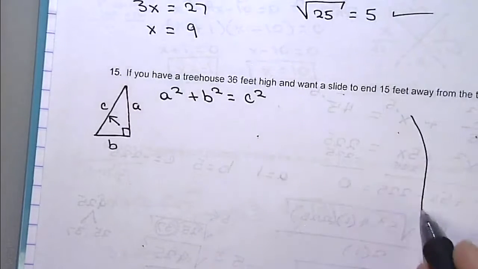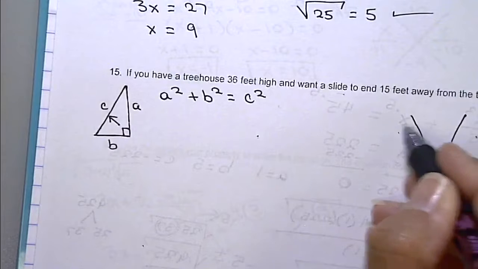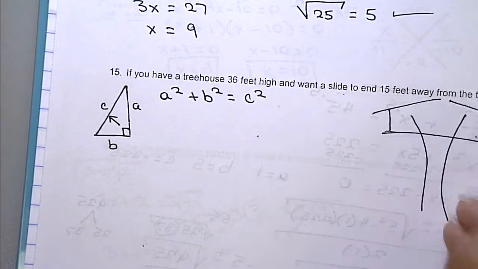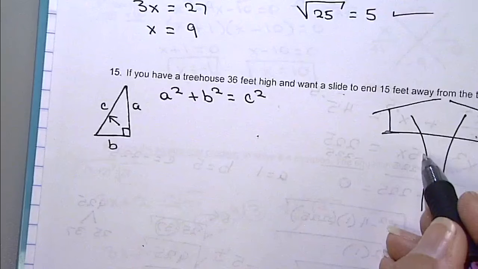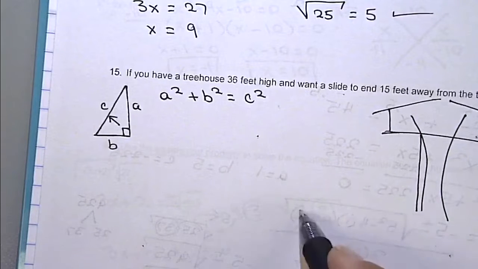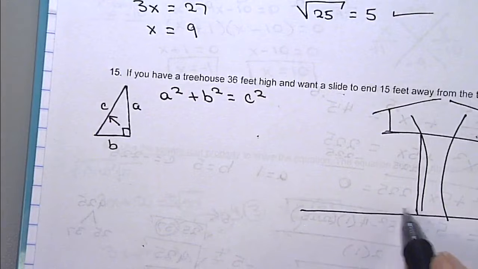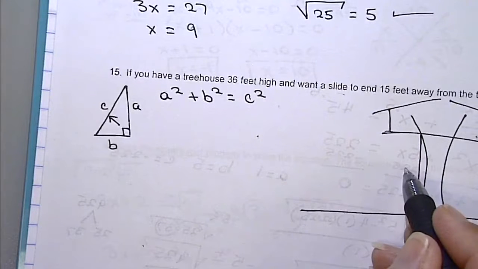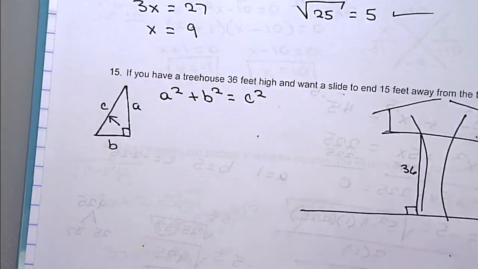So I've got a tree, right? Tree. And here's the tree house up here somewhere. There's the tree house, and I want to make a slide. Well, from here to the ground, there's the ground, from here to the ground is my side. How big is it? 36, right? That's a 36-foot high tree.